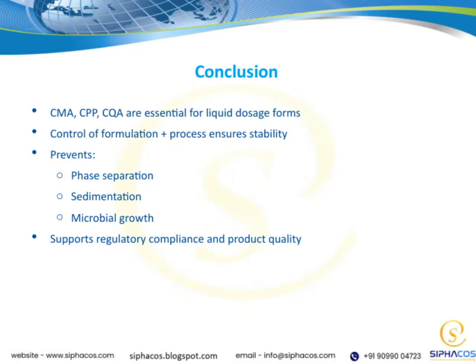So, to wrap things up, it's clear that CMA, CPP, and CQA are absolutely essential when it comes to liquid dosage forms. These tools help us maintain a strong control over both the formulation and the manufacturing process, which is key to ensuring the product's stability over time. By focusing on these aspects, we can prevent common issues like phase separation, where different components might split apart, sedimentation that can affect the uniformity, and microbial growth that jeopardizes safety and quality.